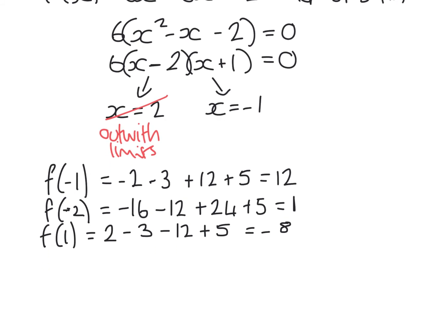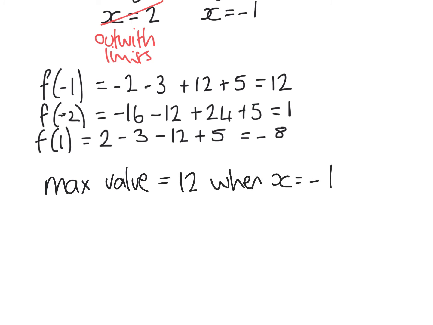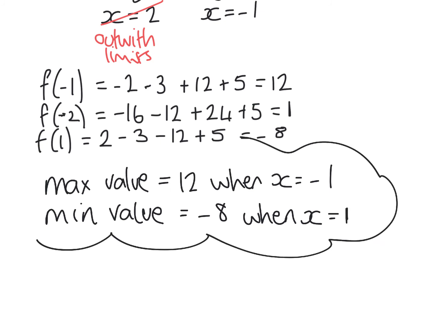So all that's left to do now is your conclusion. We looked for our highest number. Our highest number was 12, so our maximum value was 12, and that was when we used -1, so when x equals -1. And our minimum value was the lowest number we got, which was -8, so our minimum value equals -8 when x equaled 1. And that is what they're looking for as a conclusion.